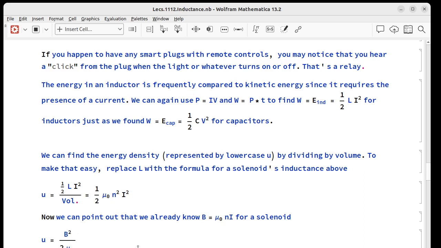Now, this energy density is even less impressive than what we saw for capacitors, and we saw they were much smaller than batteries, and batteries are generally smaller than gasoline. So a 1 Tesla field would give us a density of about 400,000 joules per cubic meter, which may seem like a lot, but for a capacitor it would be close to 1,000 times that much, and even bigger than that for lithium-ion batteries. So I don't think anybody's going to be making an inductor-powered electric car anytime soon.